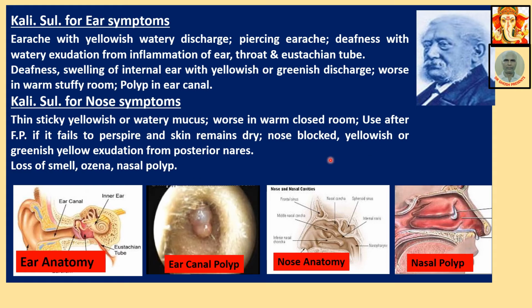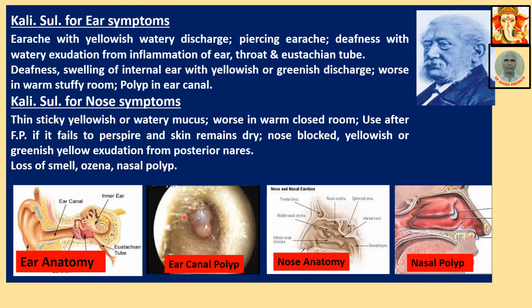Nose blocked, yellowish or greenish yellow exudation from posterior nares. Posterior nares means the back side of the nose, where the nose opens in the pharynx area. This is the external opening, the anterior nares. This is the posterior nares. It is in line with the pharynx, ultimately the throat. Yellowish, greenish yellow exudation from posterior nares. Loss of smell, ozena, nasal polyp.